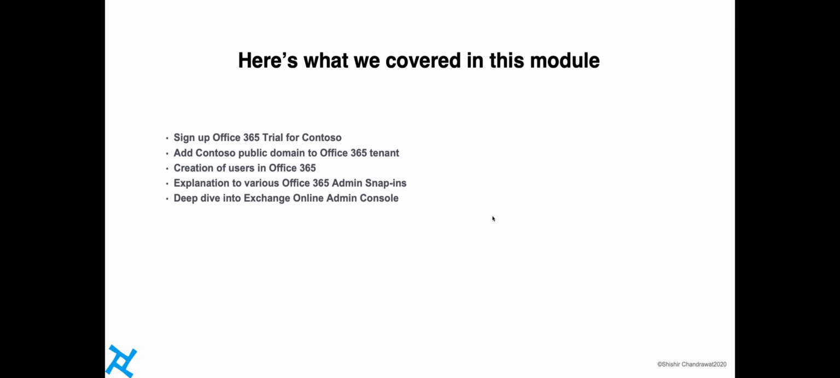So here is what we covered in this module. We signed up a trial for Office 365 at Contoso. We added a public domain to our tenant. I was not able to do that because I don't have a domain available. I encourage you to go ahead and sign up a domain and add it. We went ahead and created some users. We showed you how to assign licenses to them. I showed you various Office 365 admin panels, from security and compliance to Exchange to SharePoint to OneDrive, and we did a deep dive into Exchange Online Admin Console. All right, so that's it for this module.